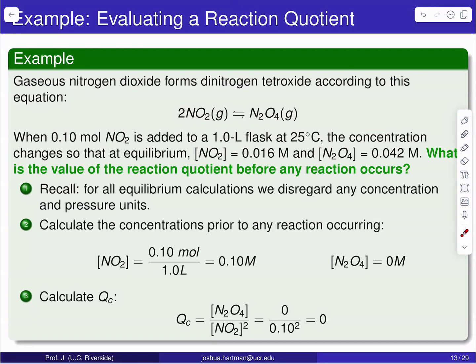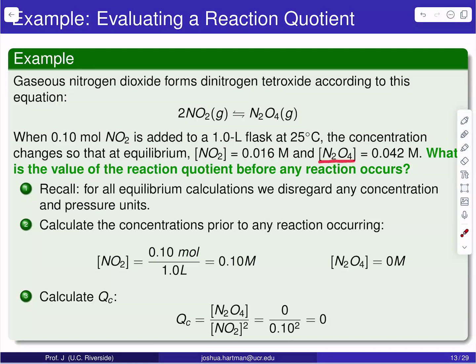All right, so let's take a look at what this allows us to do and consider the following example. We can evaluate a reaction quotient for a given reaction. Let's go back and look at our favorite reaction now, NO2 and N2O4, our favorite reversible reaction at least. And let's suppose that we start off with a situation that has 0.10 moles of NO2 added to a 1 liter flask at 25 degrees Celsius. And let's suppose the concentration changes so that at equilibrium, NO2 concentration is 0.1016 molar.